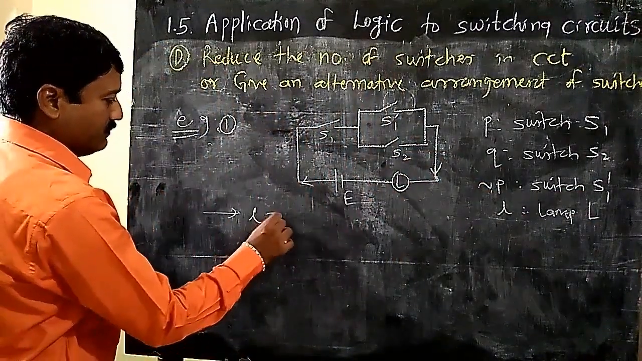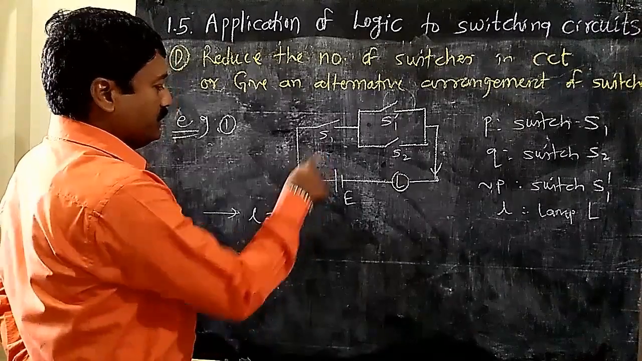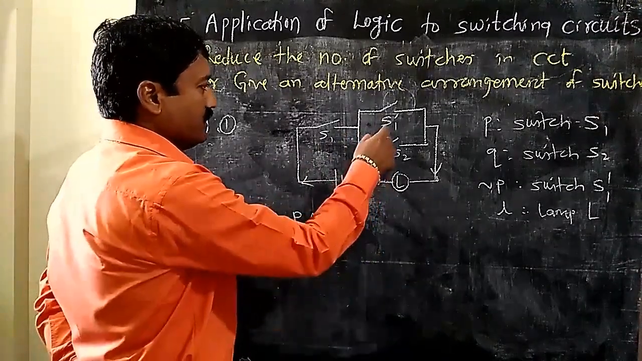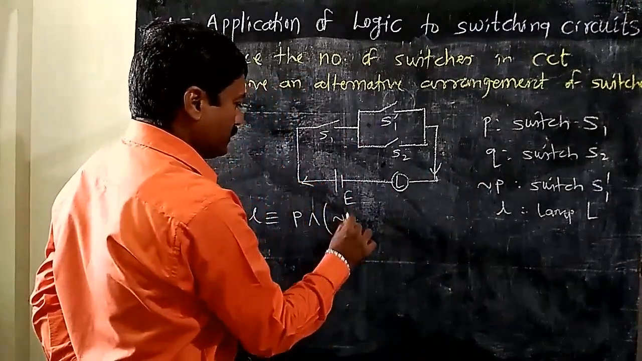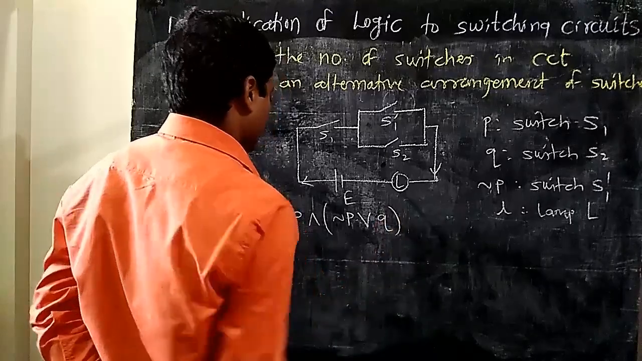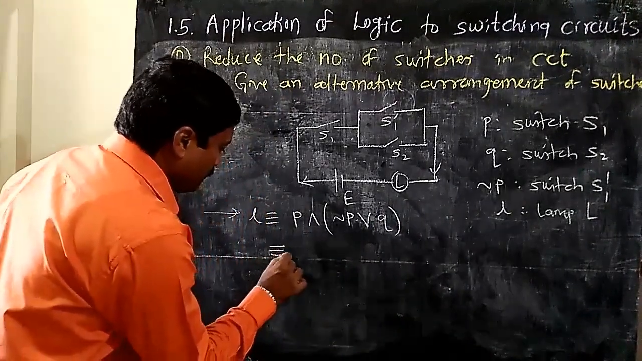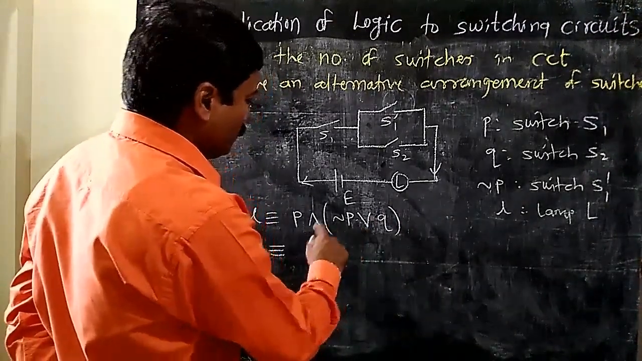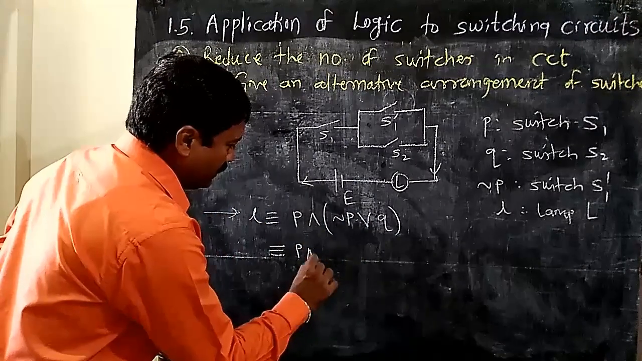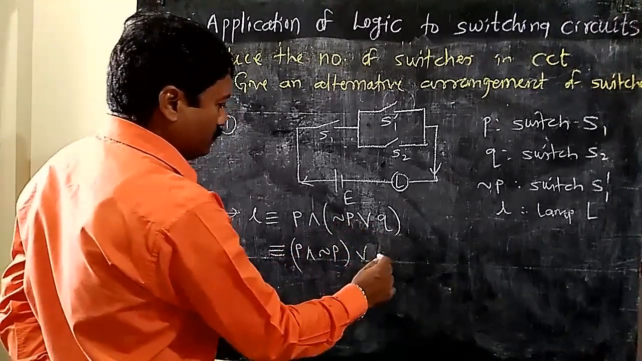So the given circuit can be expressed in symbolic form as: lamp will glow is equivalent to S1, means P, in series, so conjunction in bracket, because we have two switches here. S1 dash means negation P, and it is in parallel, that's why disjunction with Q. So this is the symbolic form of the given circuit. Let us simplify this. Here is conjunction, here is disjunction, so distribute this conjunction over disjunction. Using the distributive law, we get (P and negation P) or (P and Q).